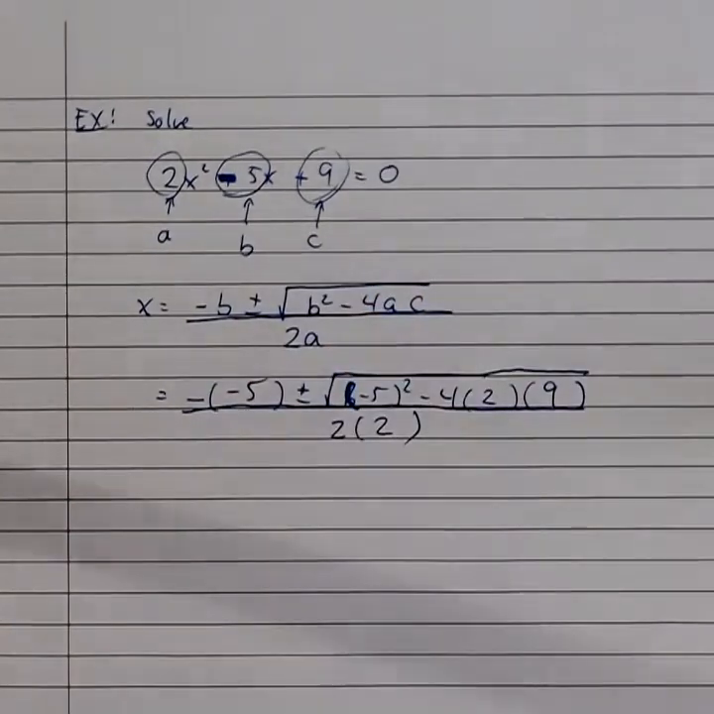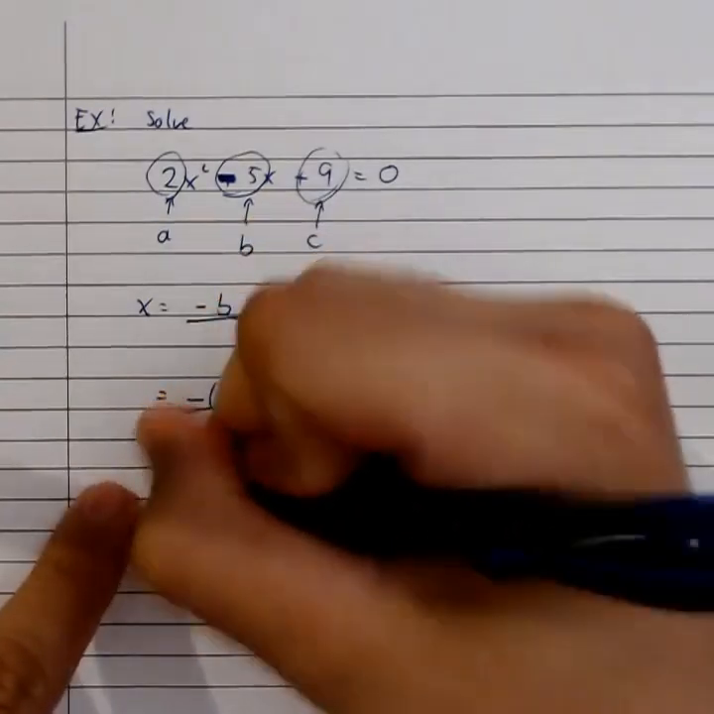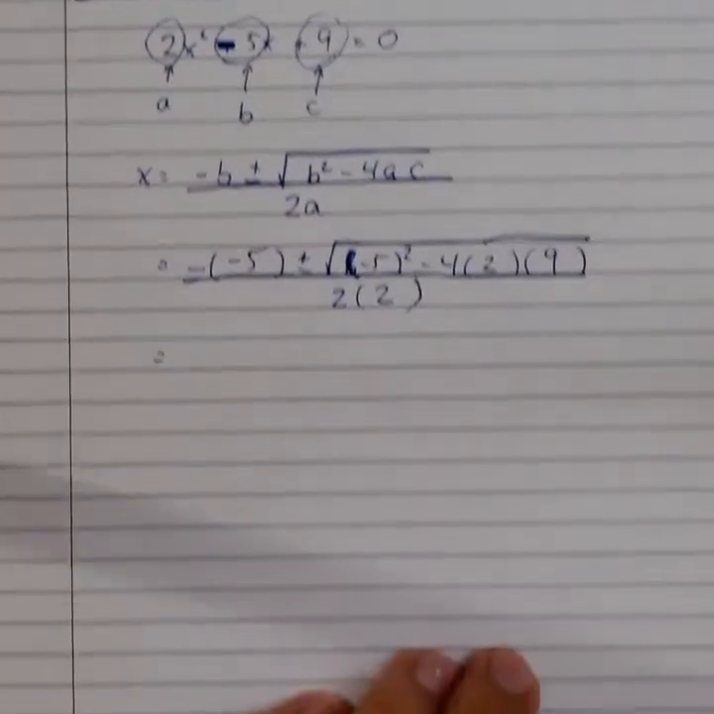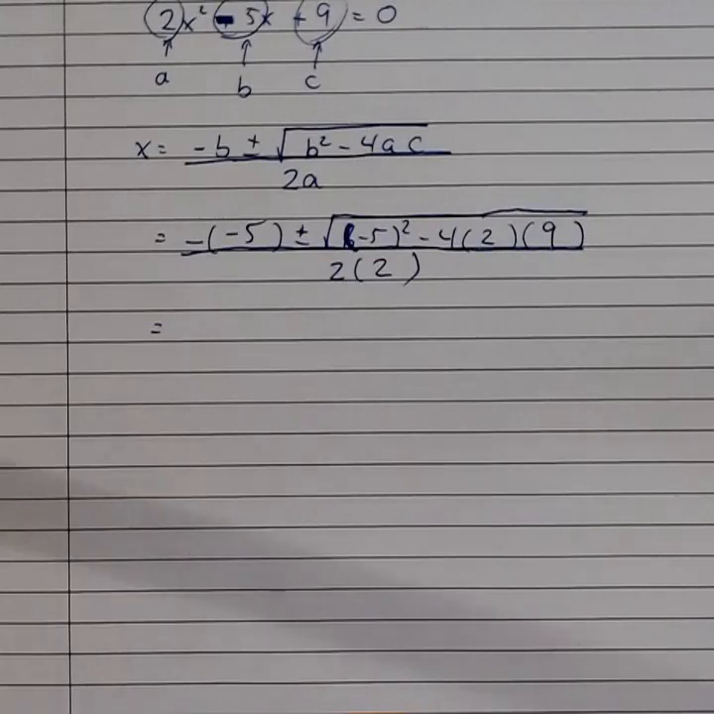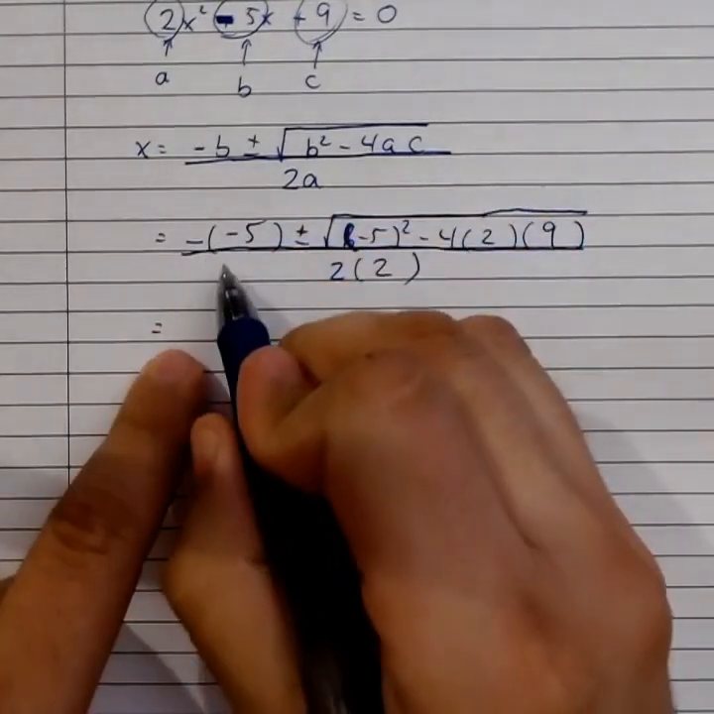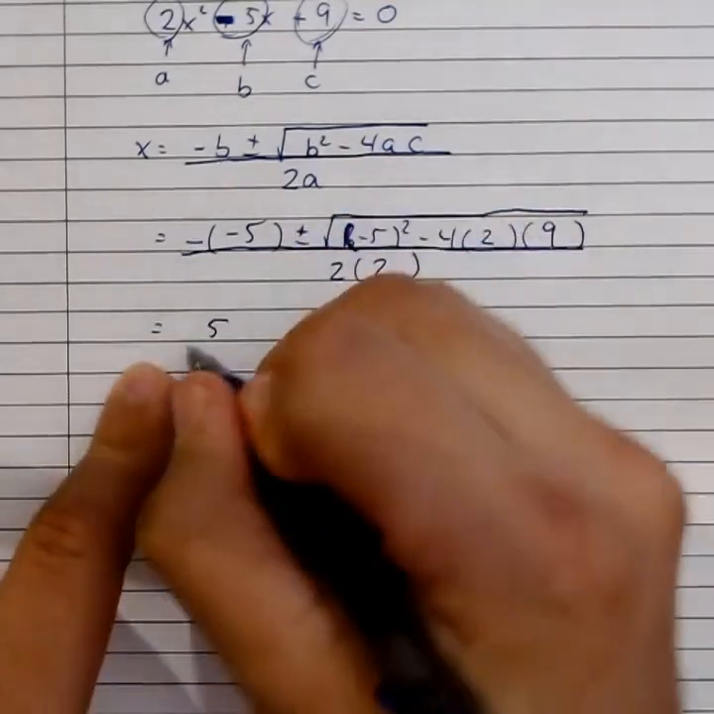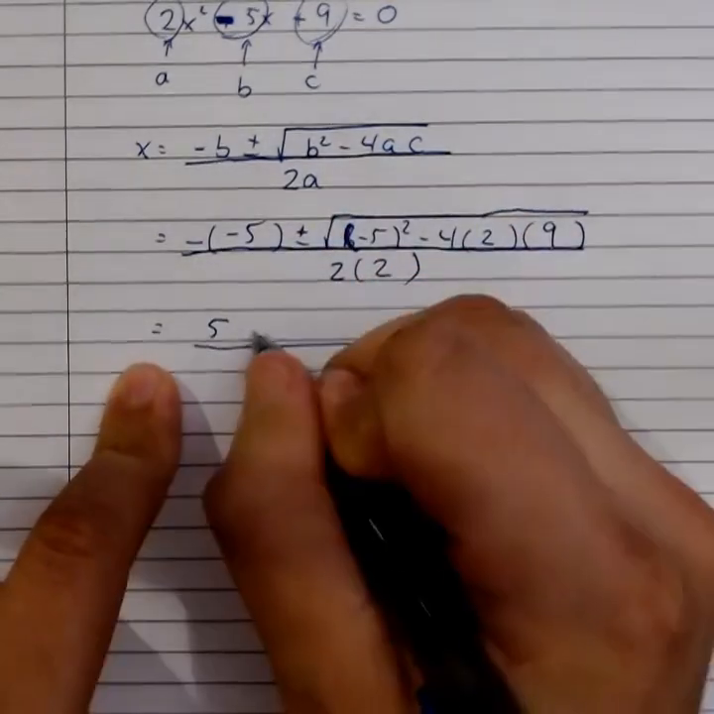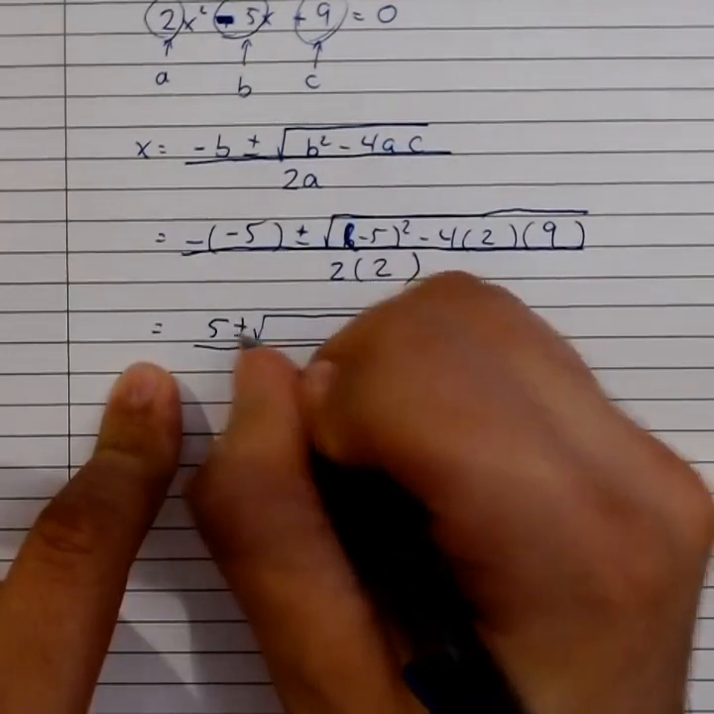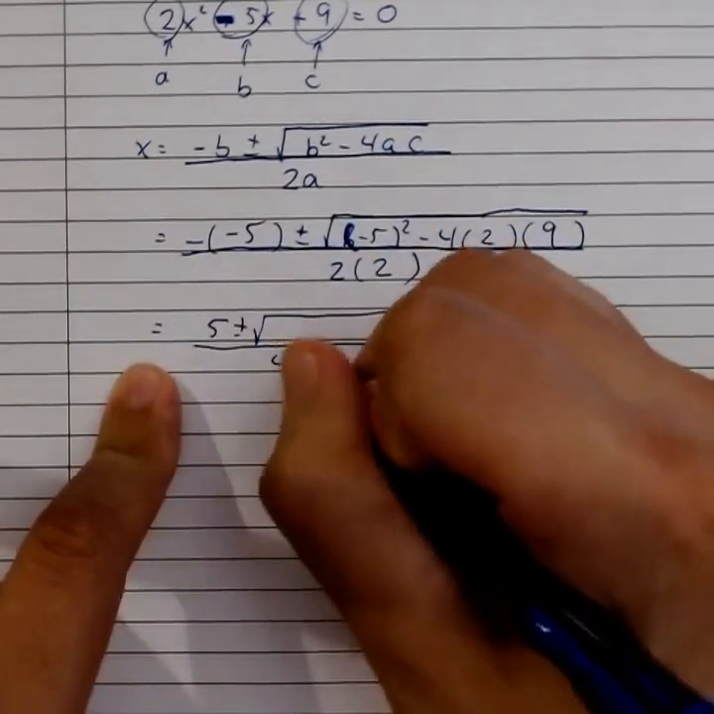But of course, now we simplify. So this is where it can sometimes be a little bit annoying because there's a lot of arithmetic here. There's no algebra, but all the arithmetic is in place. So let's go ahead and simplify. Negative of a negative, that's a positive. Here, 2 times 2 is 4.